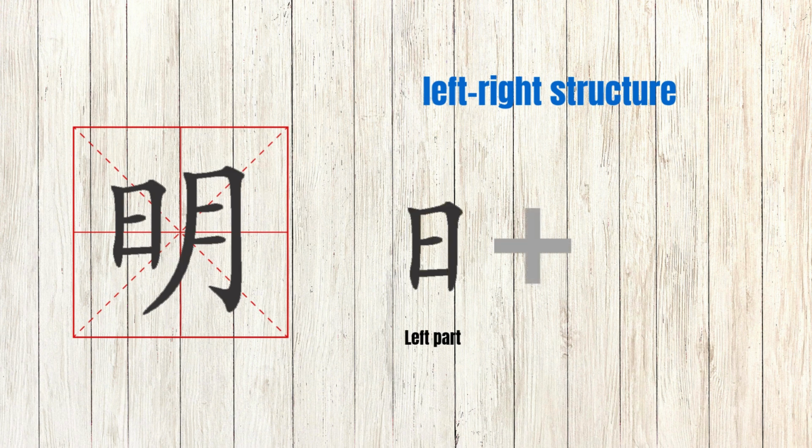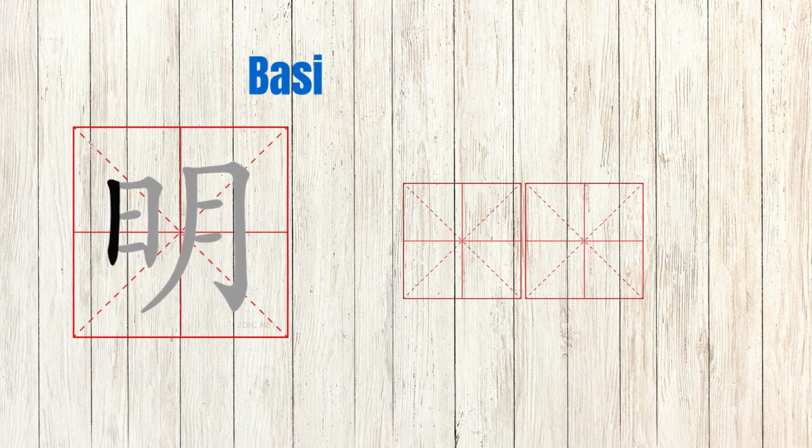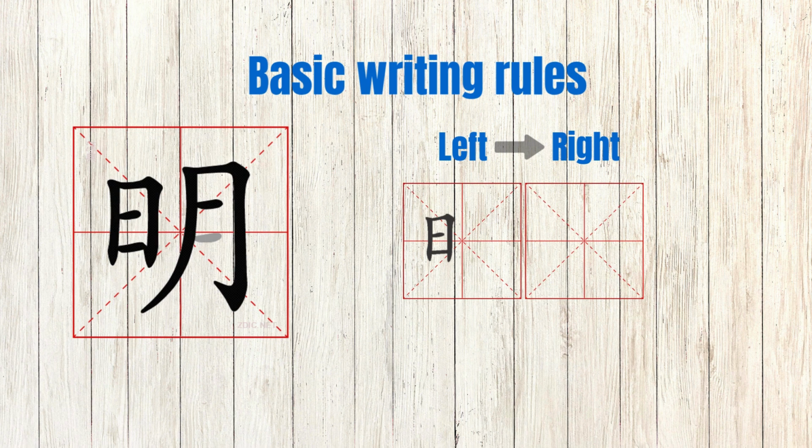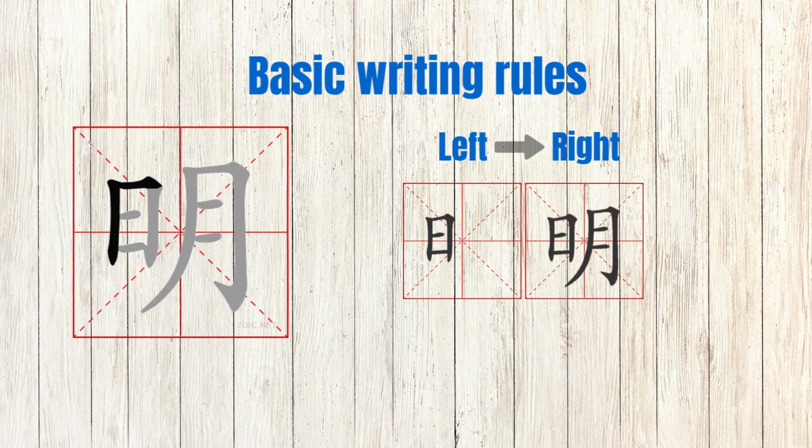The character 明 is structured from left to right, composed of two individual characters. 日 on the left, 月 on the right. When writing this character, we follow the basic rule of Chinese stroke order from left to right. That is, first we write the left component, 日, then followed by the right component, 月. It's quite straightforward, isn't it?